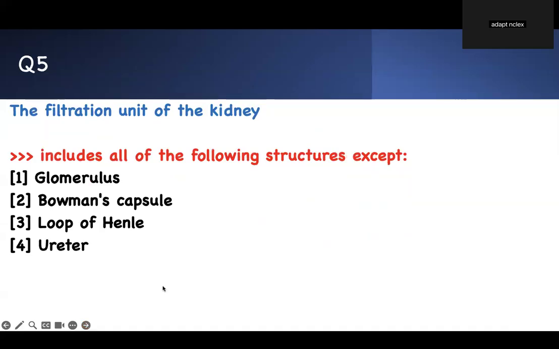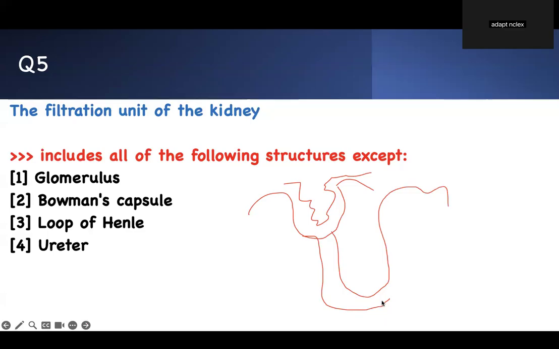The filtration unit of the kidney includes all of the following except what? That means you have to know the filtration unit. The unit starts with the glomerulus within the Bowman's capsule, and then you have to have something to collect it. Then you have the loop of Henle, the collecting duct and a collecting tubule. So the combination is what?